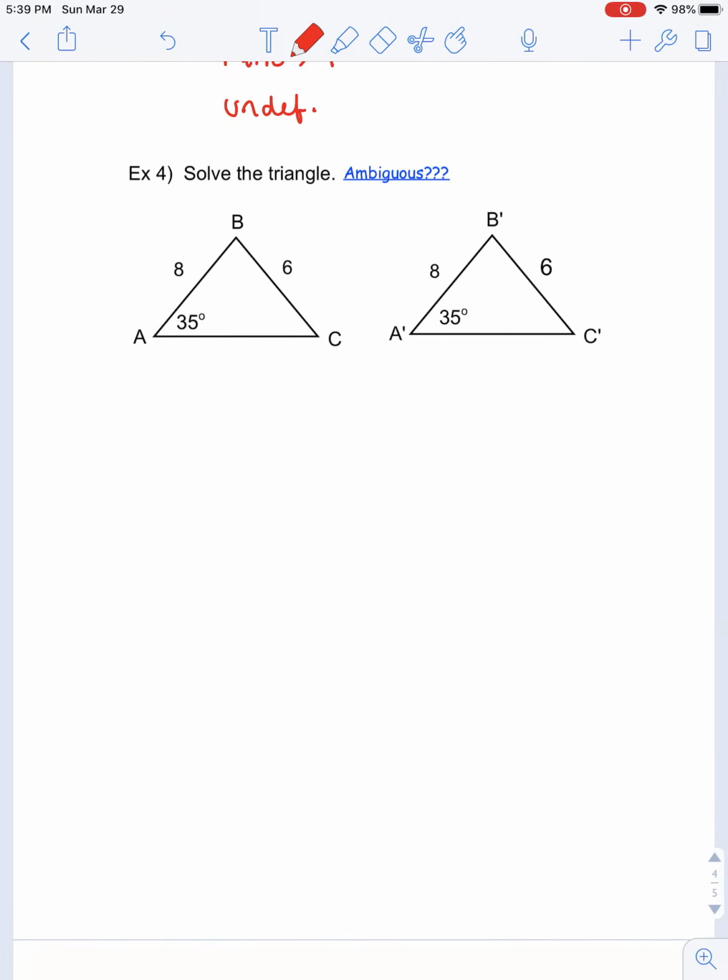One final example, though, since we've seen one of all three of these, and now this one we don't know which scenario it could be. Remember, if it's ambiguous, you must ask yourself, can there be a second triangle? The answer could be yes, the answer could be no, but you must ask yourself that question.